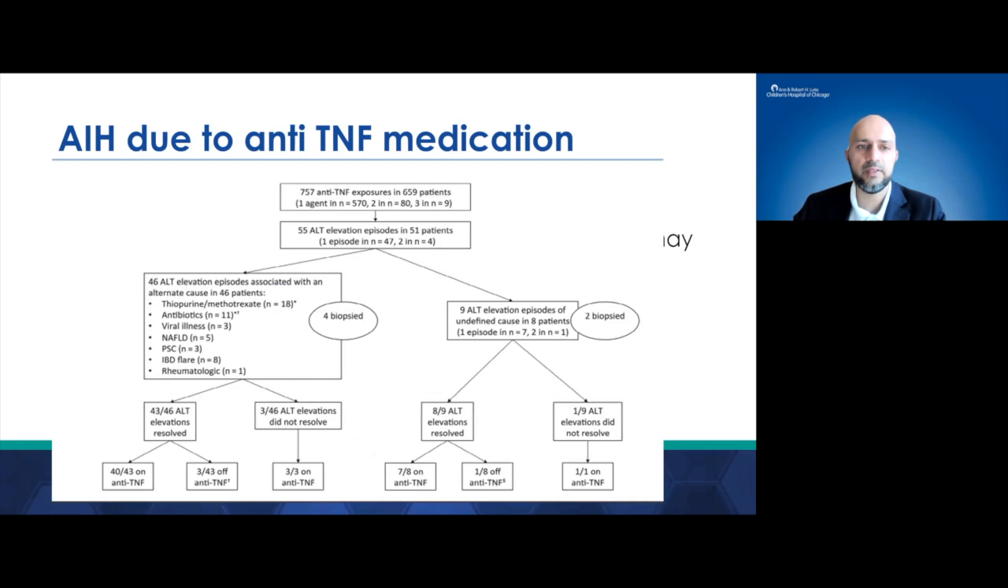You can see on the left that 46 ALT elevations were explained, and most of those were due to an IBD flare or antibiotics or other medications, while only 3 patients had PSC and 5 had NAFLD. 43 out of 46 ALT elevations resolved, and 40 of those patients remained on anti-TNF while 3 had to stop. On the right side, you can see that 9 of the ALT elevations were undefined, and 8 of these resolved on their own.